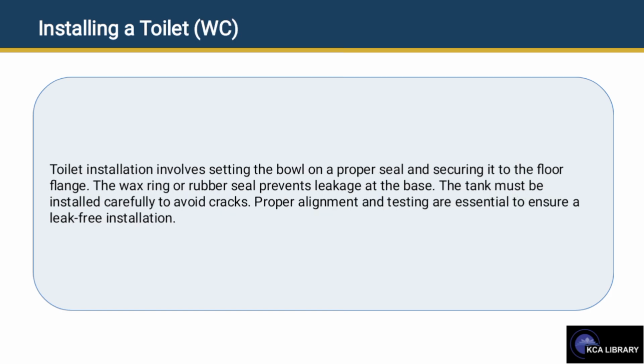What about installing the toilet? That is a water closet. Toilet installations involve setting the bowl on the proper seal, securing it to the floor flange. The wax ring or rubber seal prevents leakage at the base. That's what they call a wax ring. If you look at your toilet, there's what they call a wax ring at the bottom. If you have a water system, you can see it will look as if the toilet was plastered to the ground. That's what it's called a wax ring.